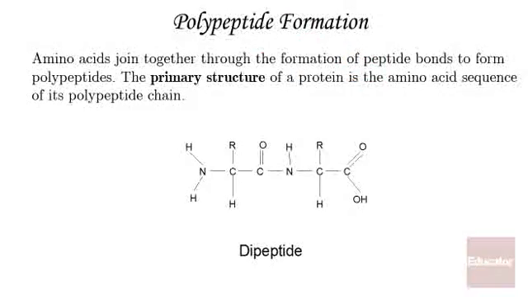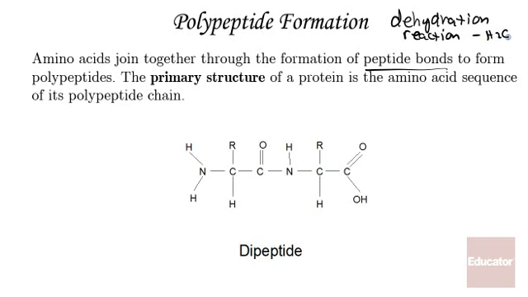Okay, so we talked about amino acids. These are the building blocks for proteins. Amino acids can be joined together through the formation of what's called a peptide bond. A peptide bond is yet another dehydration reaction. We discussed that in previous lecture, where a dehydration reaction is a reaction where water is removed. So we lose a water.